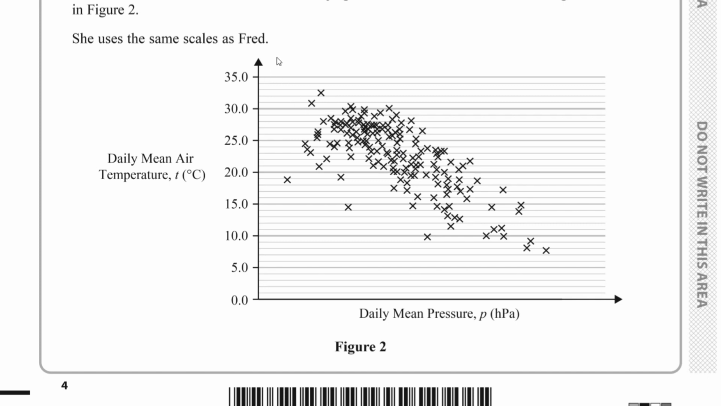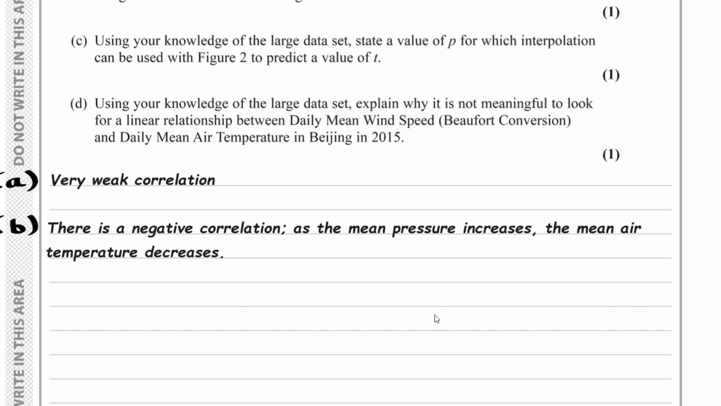Well, as we can see, we have some sort of a negative correlation. We can see that as the daily mean pressure increases, the temperature decreases. So, there is a negative correlation. As the mean pressure increases, the mean air temperature decreases.